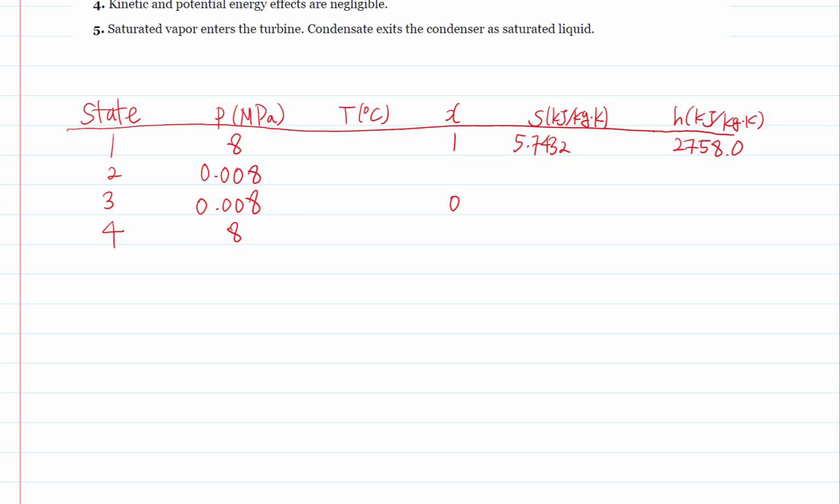At state 2, the turbine operates isentropically. So S1 equals S2. So at state 2, now we know pressure and entropy. So we can also determine the enthalpy at state 2.